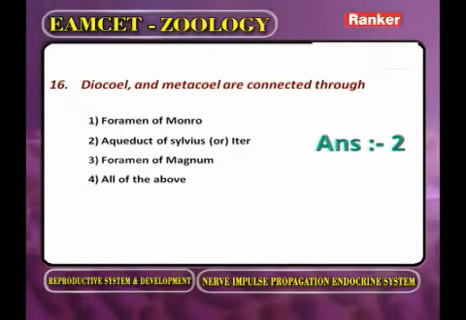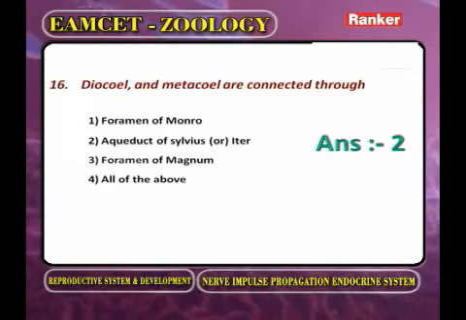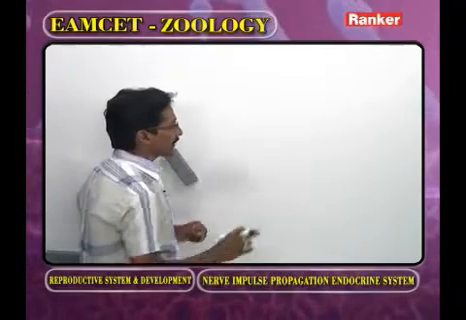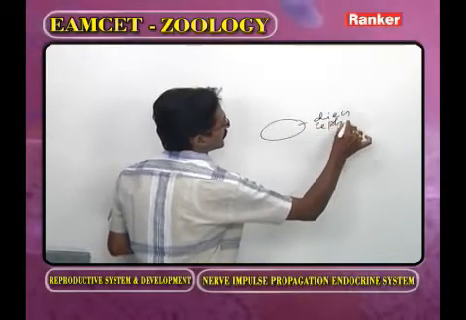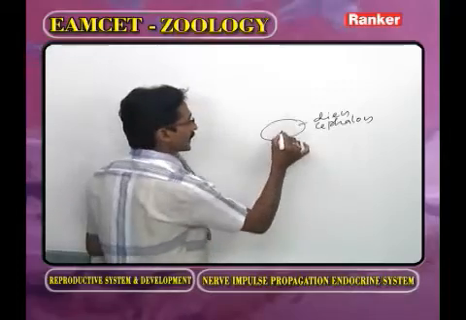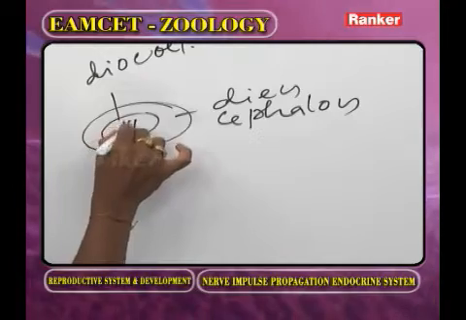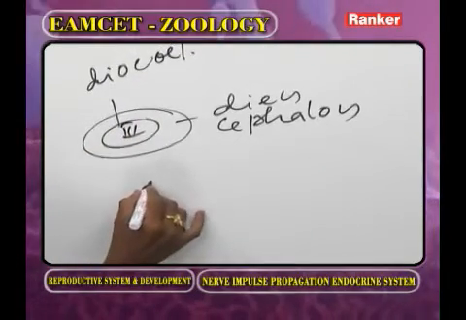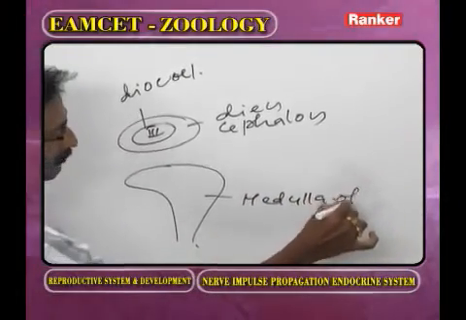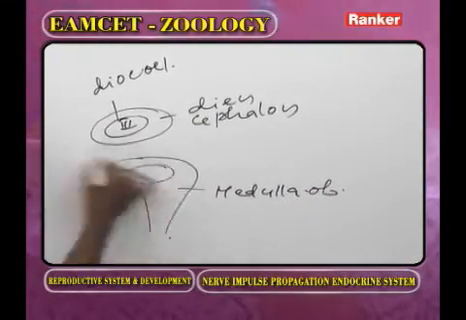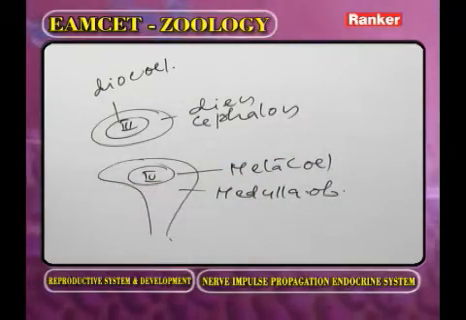Diocele and metacele are connected through what? What is meant by diocele? It is the cavity. Metacele, it is also a cavity. Now this part we call the diencephalon. In the diencephalon, a cavity is present called diocele. It is numbered as the third ventricle. Now this one we call the medulla oblongata. In the medulla oblongata, a cavity is present called the metacele. It is numbered as the fourth ventricle.